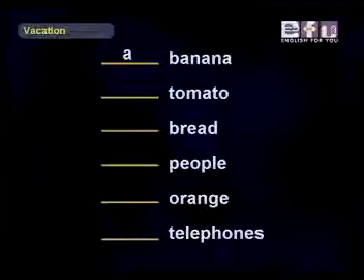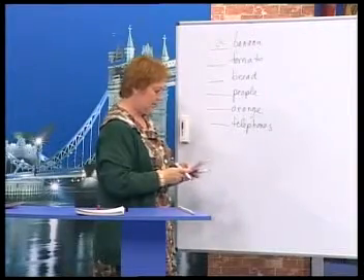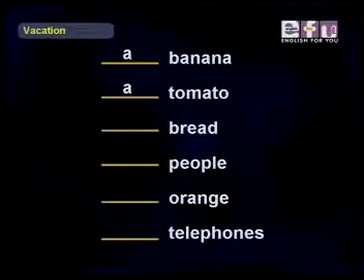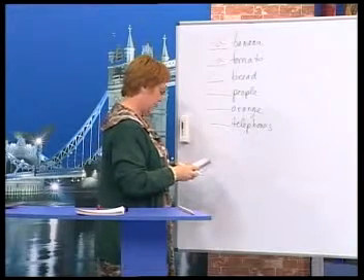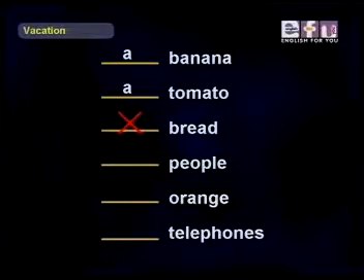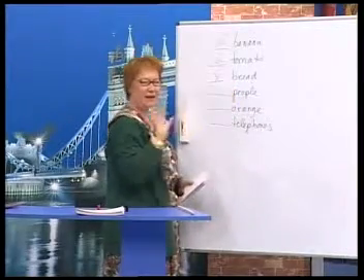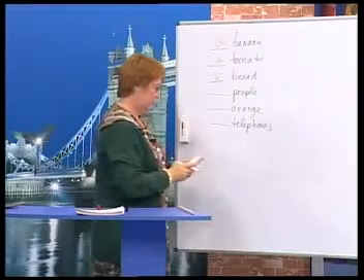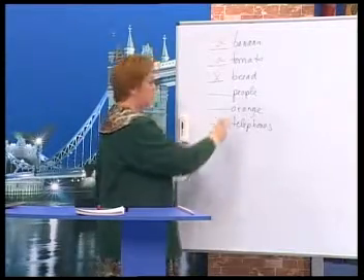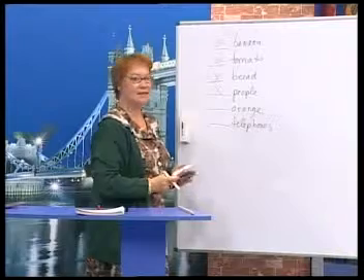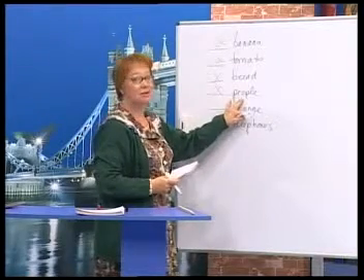A banana. Yes. A banana. Okay. Next one, Ali. A tomato. Yes. This is general. Any tomato. A tomato. Okay. Isabel. Bread. Just nothing. X. Okay. It's non-count. Bread is non-count. Now, Ali. People. X. Okay? This is general. It's countable, but it's general.